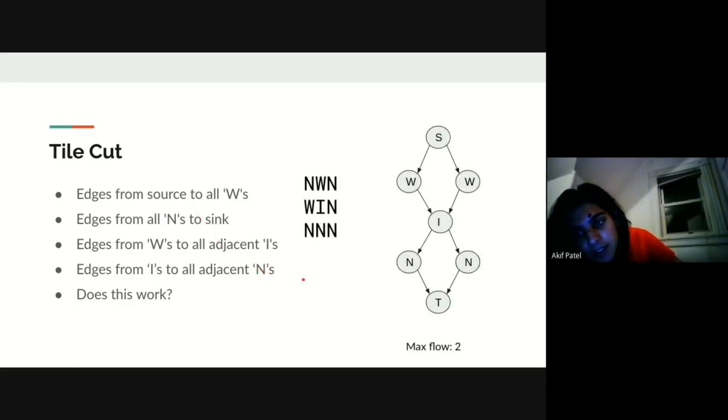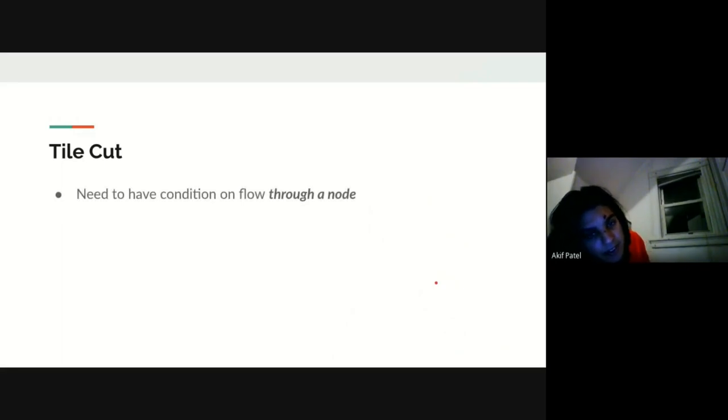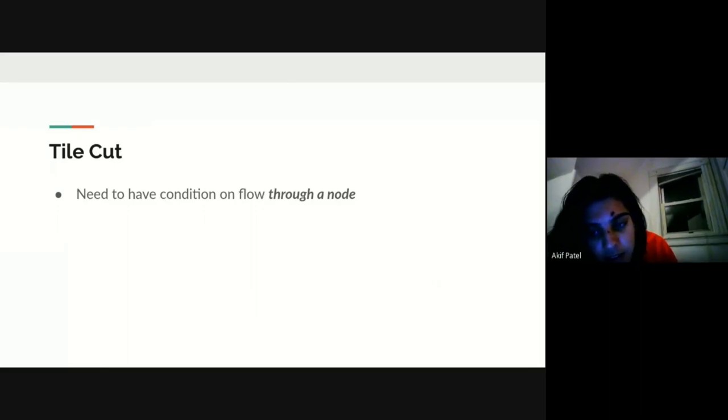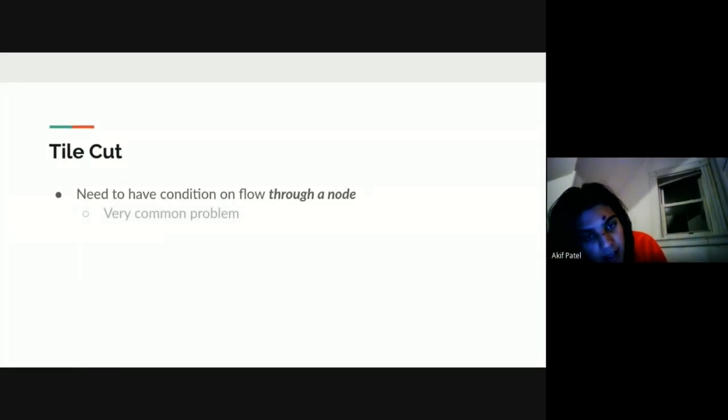So the issue here is that I's can be reused. Our flows here only constrain the fact that each W can be used once and each N can be used once. But on the I's, there's no constraint. So even if these flows are only one, you can have both W's flowing into an I and both flowing out to N's. So the way you want to fix this is to somehow have a capacity on a node itself, not on the edge. And this is a rather common problem.